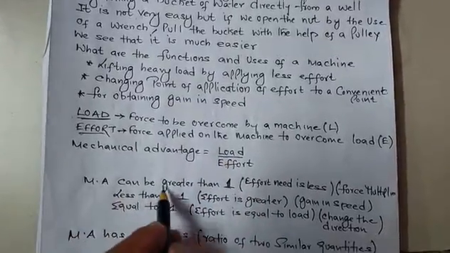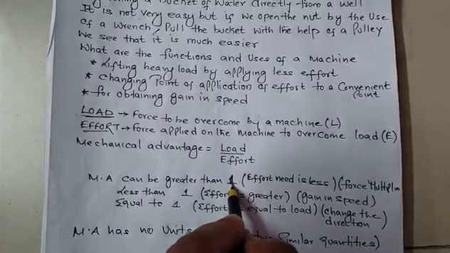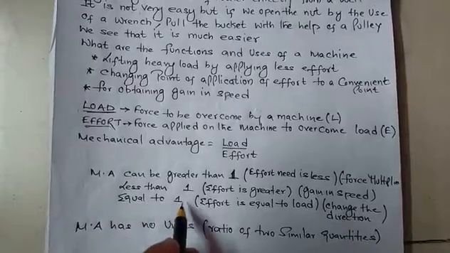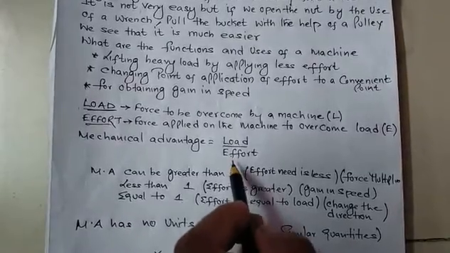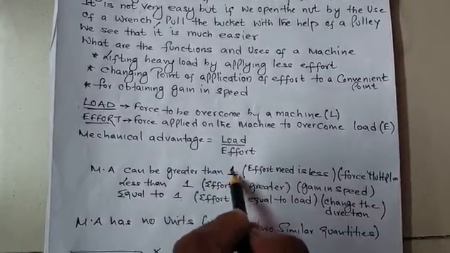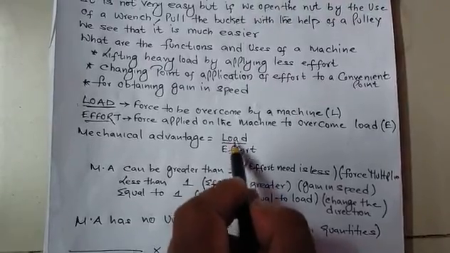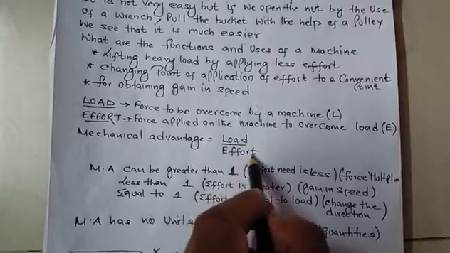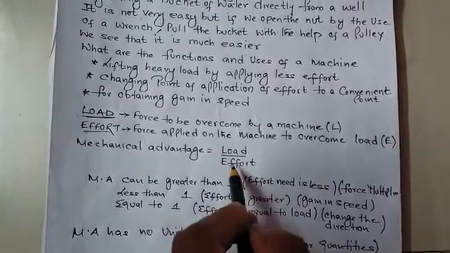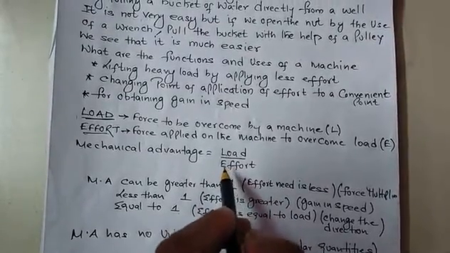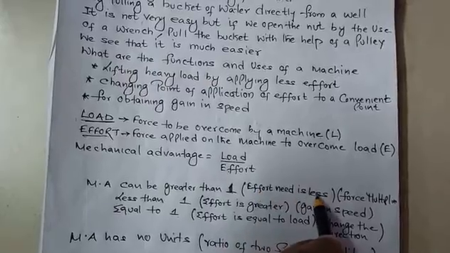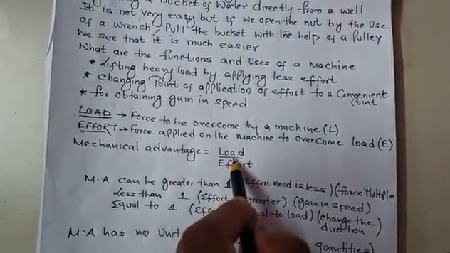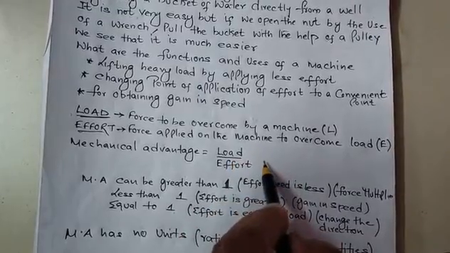So mechanical advantage can be greater than 1, it can be less than 1, or it can be equal to 1. When can it be greater than 1? We see that it has a numerator and a denominator. So if the denominator is less, meaning the effort needed is less, it will be greater than 1. So it is used as a force multiplier.